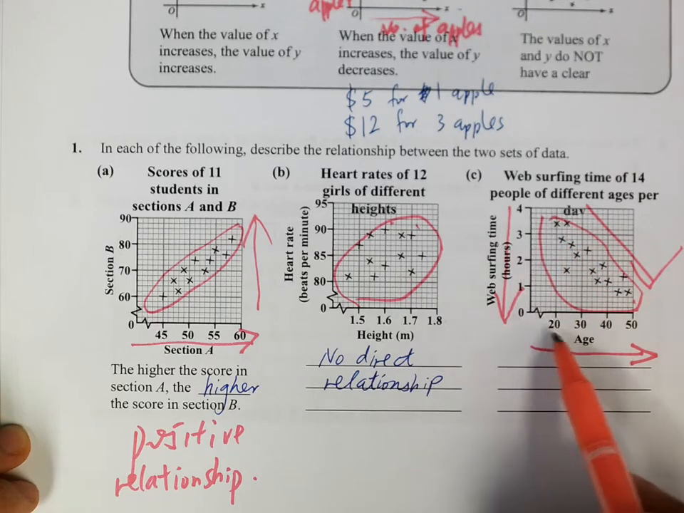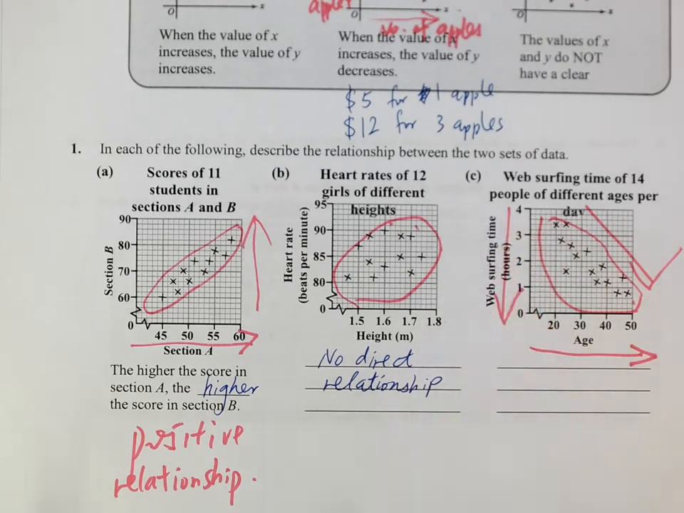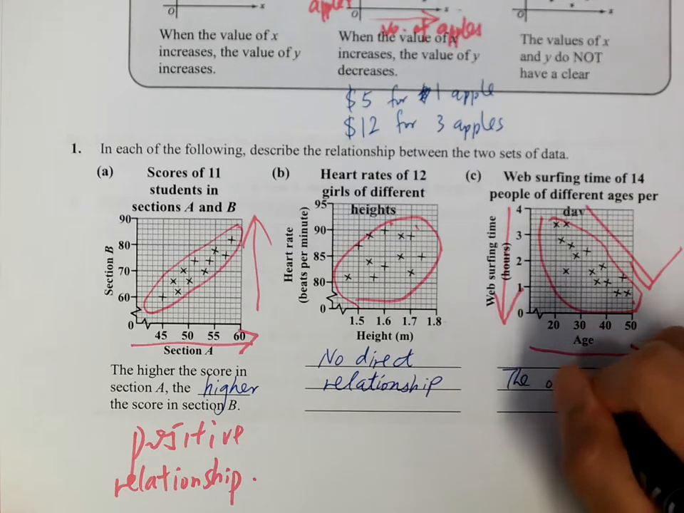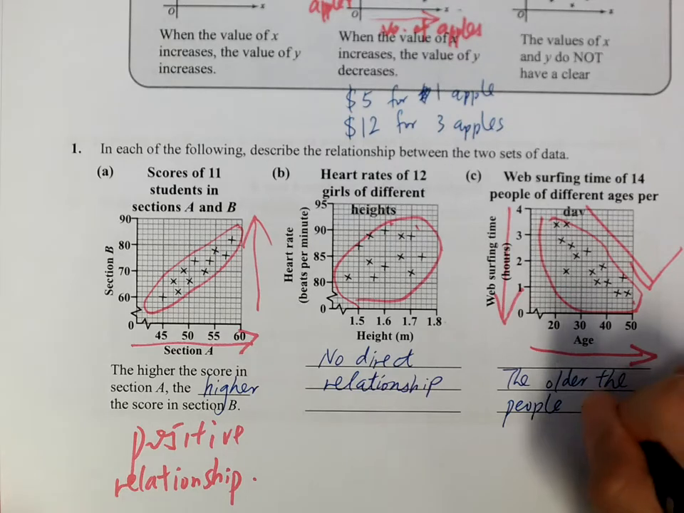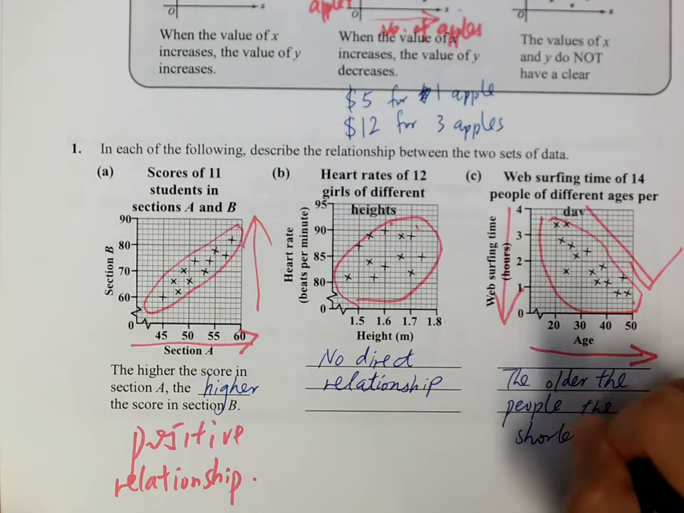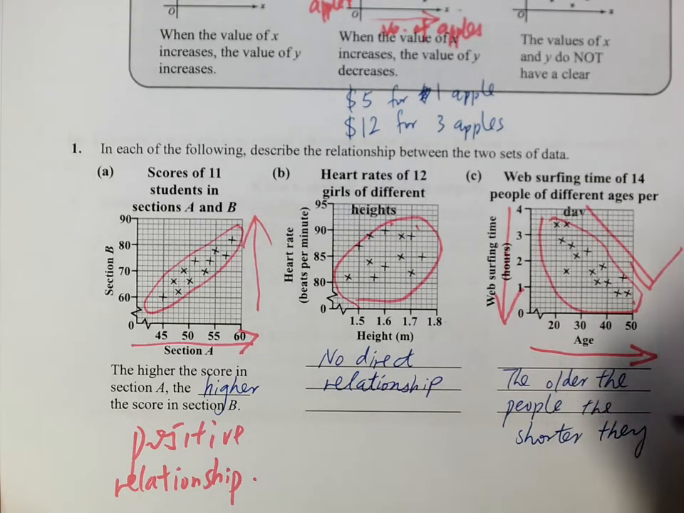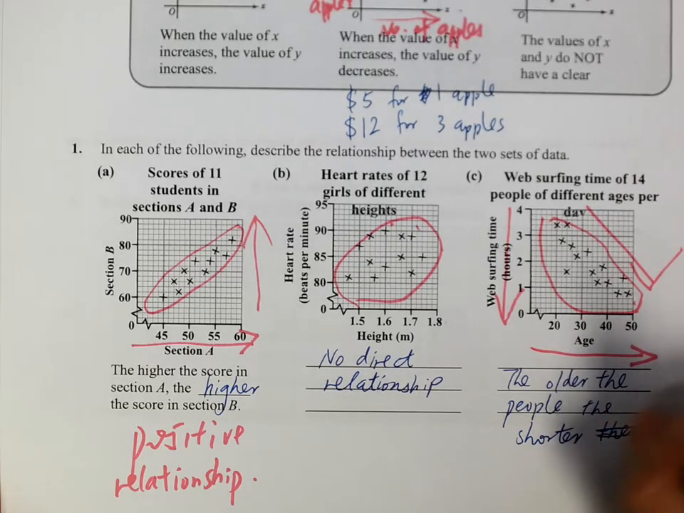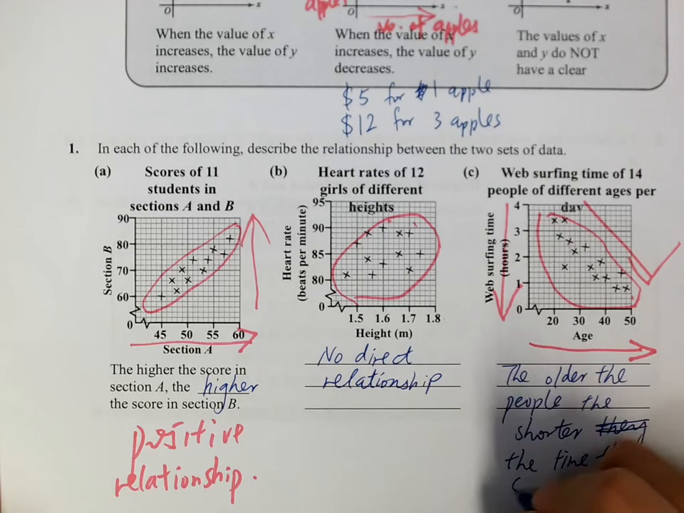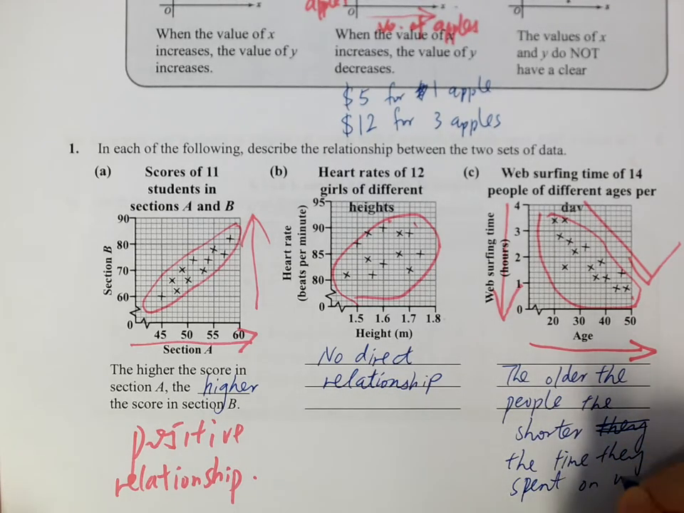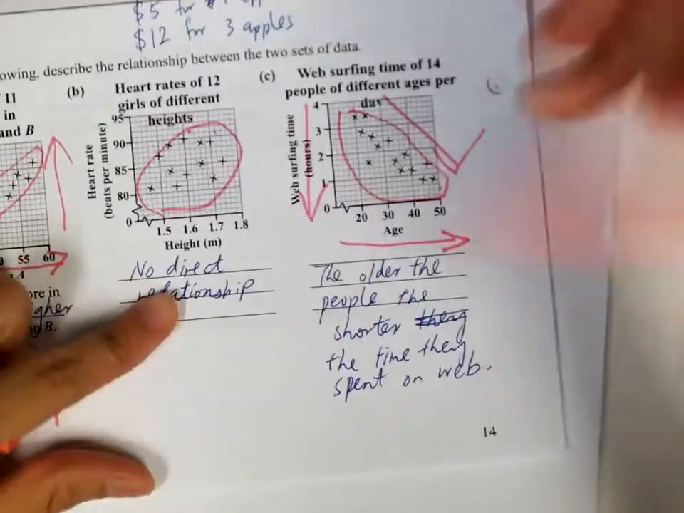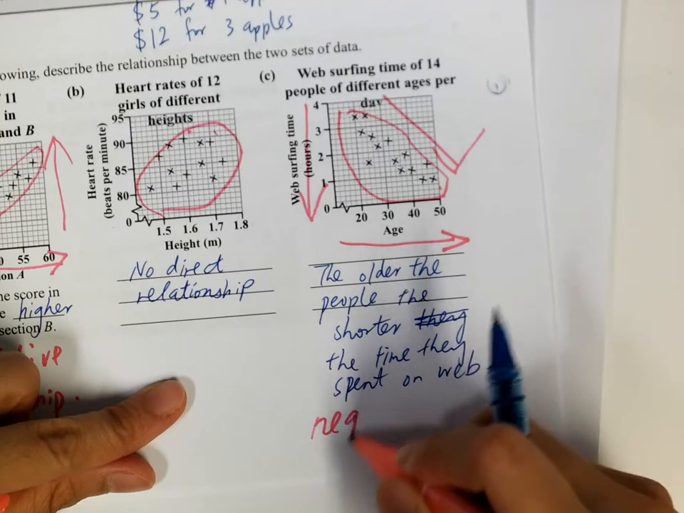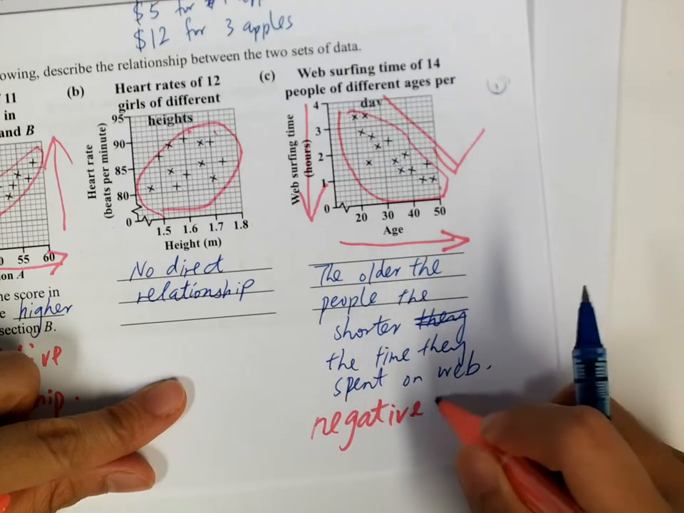So you can see the older the people are, the shorter the time they spend on the web. That is why we call this a negative relationship.